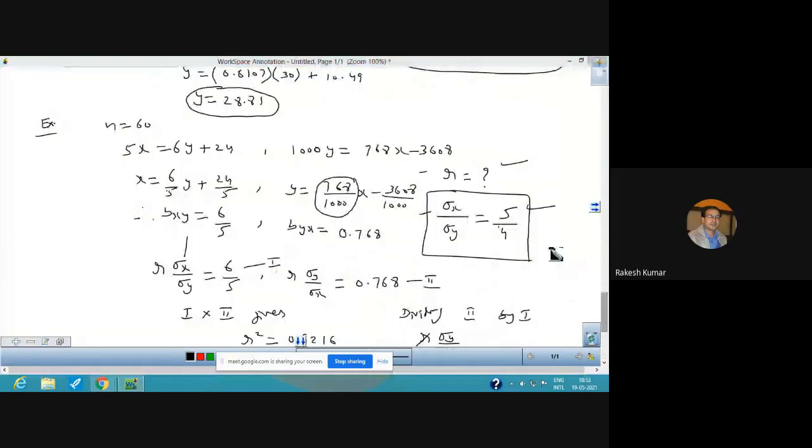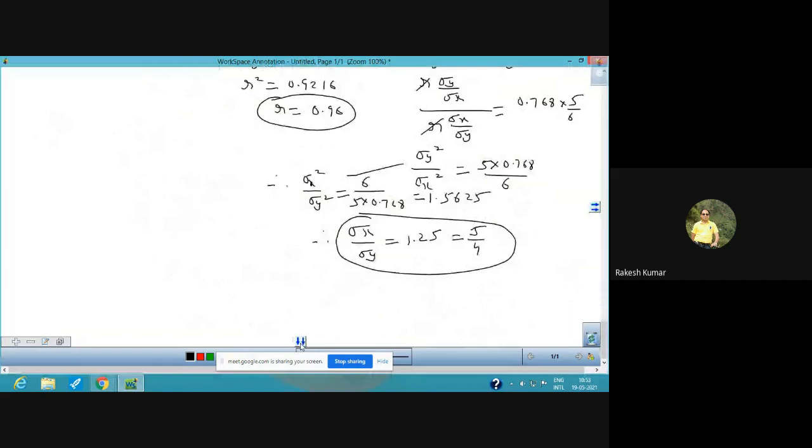So we have been able to find out the second part also. Now we also have to find out the ratio of variances of x and y.